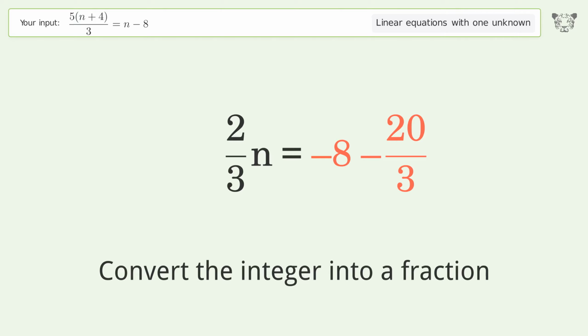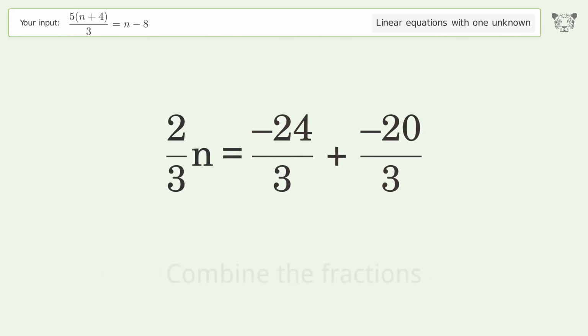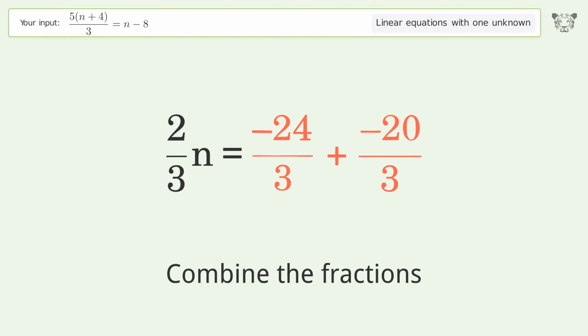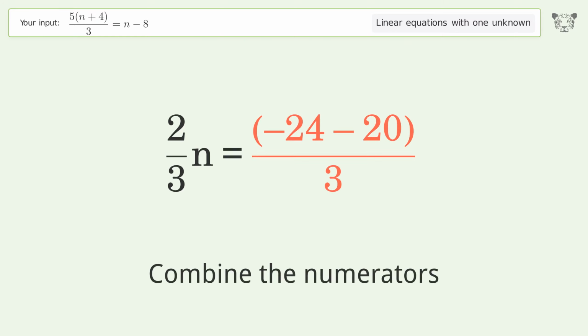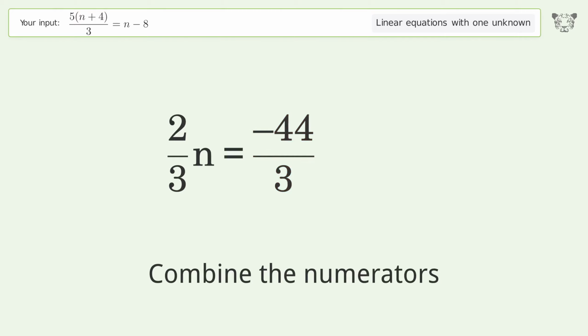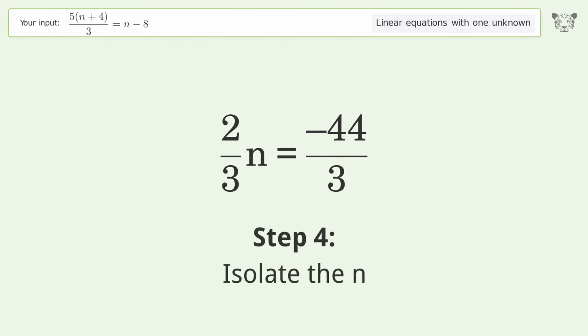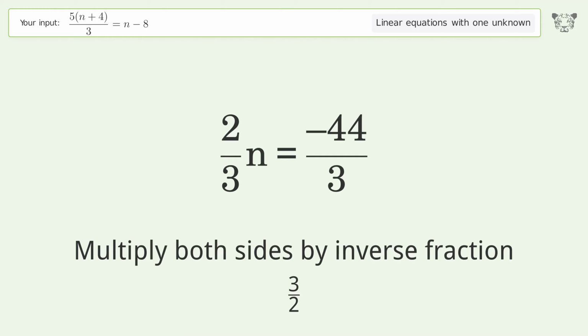Convert the integer into a fraction. Combine the fractions. Combine the numerators. Isolate the n. Multiply both sides by inverse fraction 3/2.